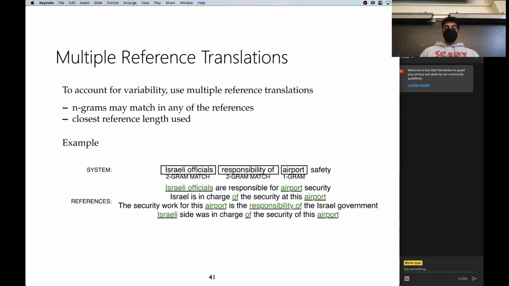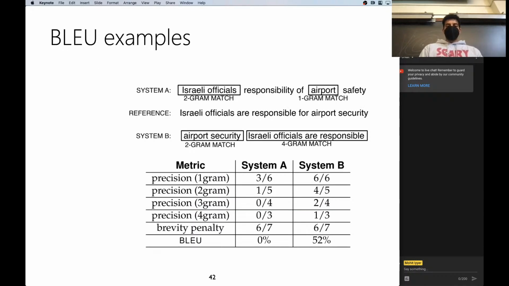And if you look at this phrase, responsibility of, we'll see that it doesn't occur in the first reference or the second reference, but it occurs in the third reference. And so I get points for this. Even though it didn't occur in the first reference, I'm using the multiple references, so all possible bigrams that are in any reference count as a match for my score here.